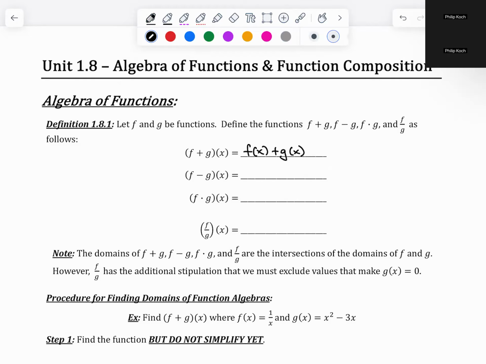F minus g of x is exactly what you think it'd be. F of x minus g of x. F times g of x, exactly what you'd think. It's f of x times g of x. And then f divided by g of x, that's f of x divided by g of x. That's what they are. Not surprising, right? It's exactly what you'd think. And that is a good thing.